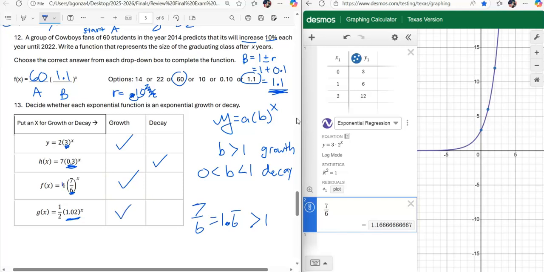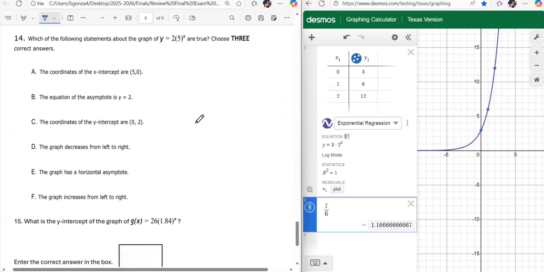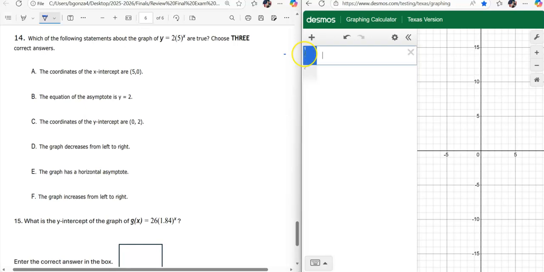You don't care about this first number. That's just where you start. But growth and decay is the second number, the B value right here. Greater than 1 is growth. Less than 1 is decay. Cool. Which of the following is true about these three? Or which is true about this equation? Choose 3, okay? Now, is the x-intercept 5, 0? Now, you know what? The easiest thing we can do is we can graph this thing, and we can know 2 times 5 to the power of x. Now, is there an x-intercept at 5, 0 right here?